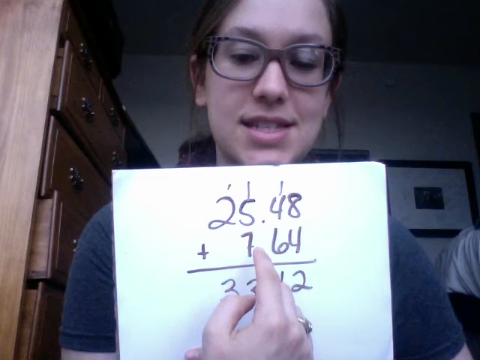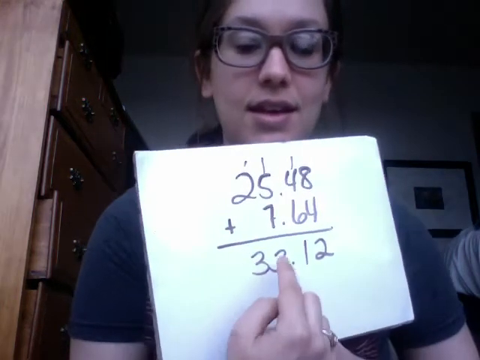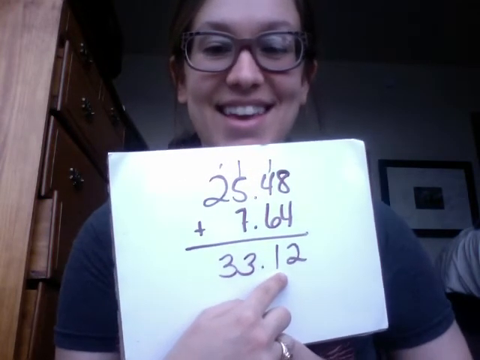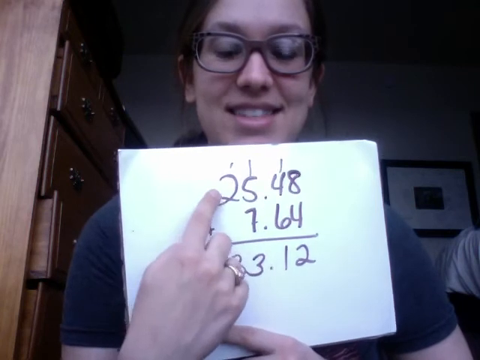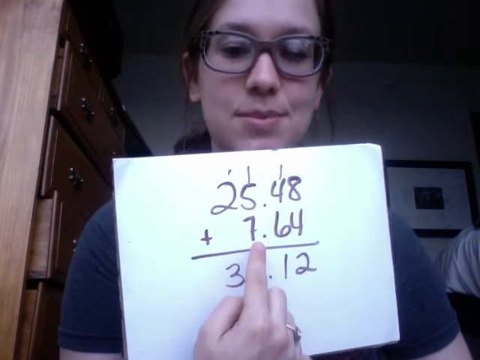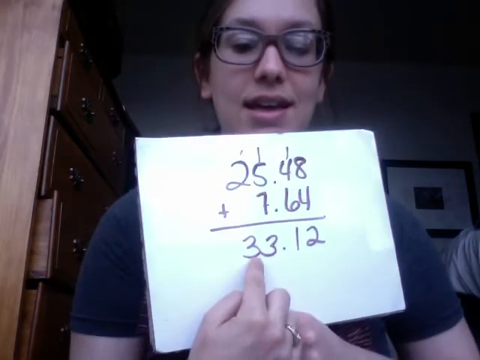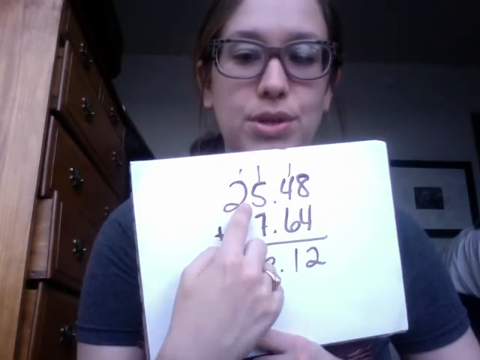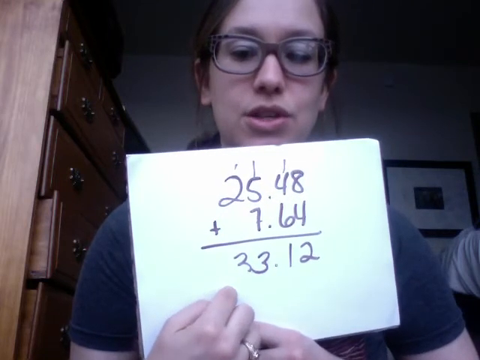Now I have 4 plus 6 is 10, plus 1 more is 11. I've got to trade in 10 of those, so this 1 stays, and I carry 10 of my tenths over to make another 1. Now I have 1 plus 5 is 6, plus 7 more is 13. Can't have 13, so I trade 10 of my 1s to make 1 new 10. 1 plus 2 is 3. So 33.12.